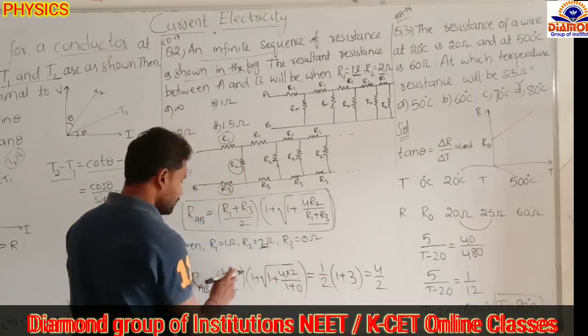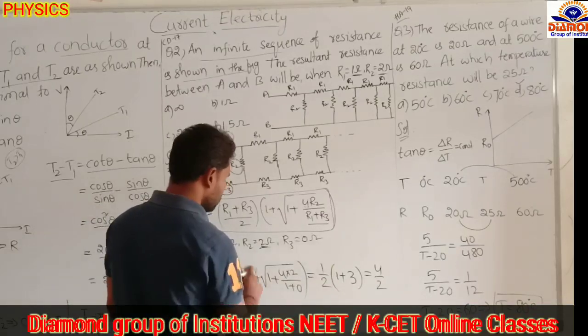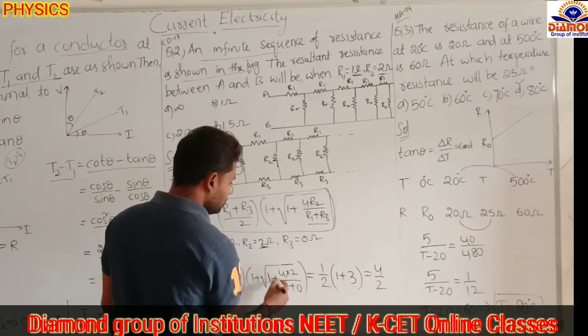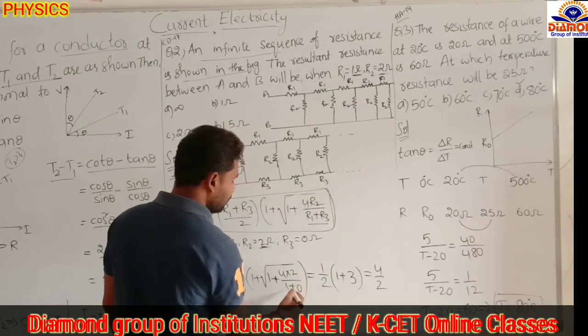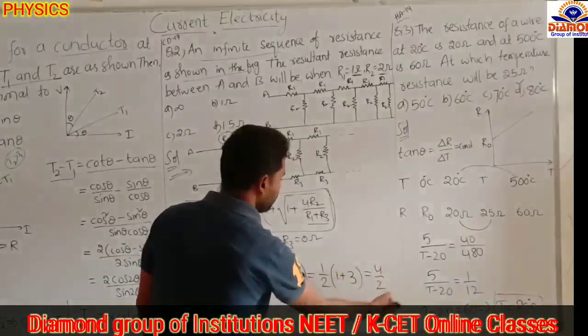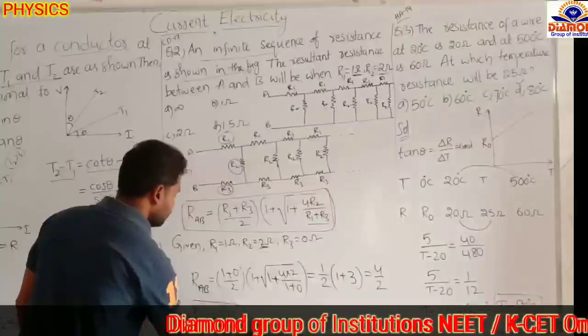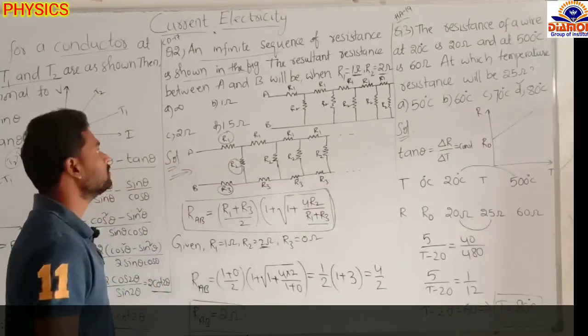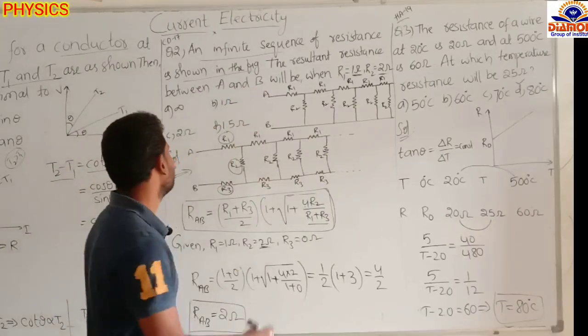So simplify it. 1 plus 0 by 2 means 1 by 2. 1 by 2 square root of 1 plus, here 1 plus 4 into 2, 8. 8 by 1 plus 0 means 1 only. 8 by 1, 8. 1 plus 8, 9. Square root of 9, 3. So 1 plus 3, so we will get 4 by 2. So then the equivalent resistance is nothing but 2 ohms. The resistance between A and B is nothing but the 2 ohms.